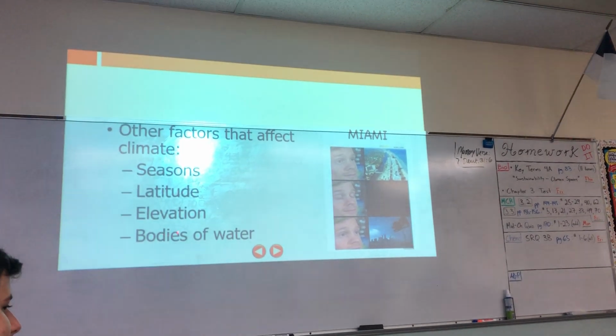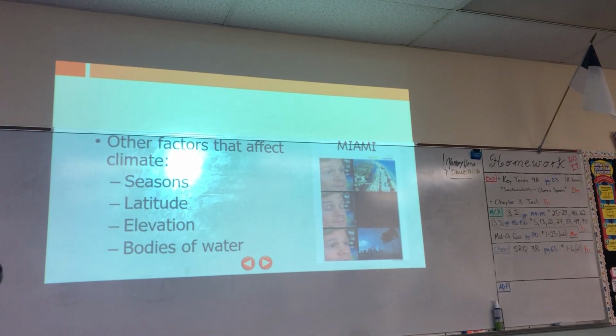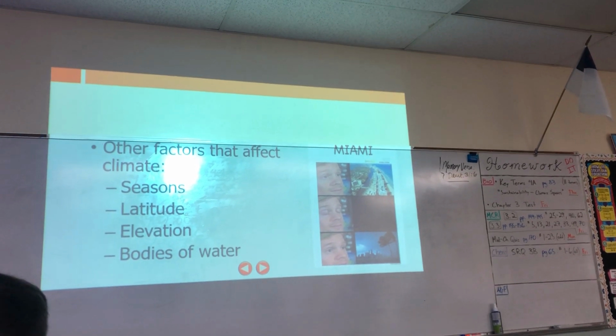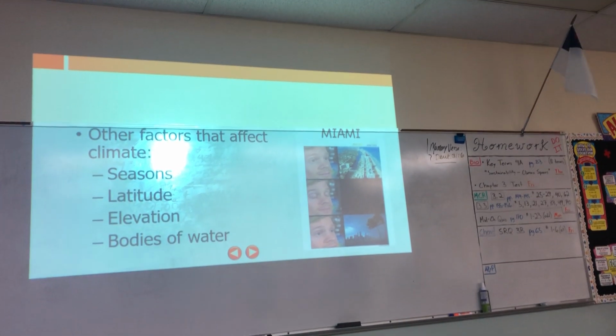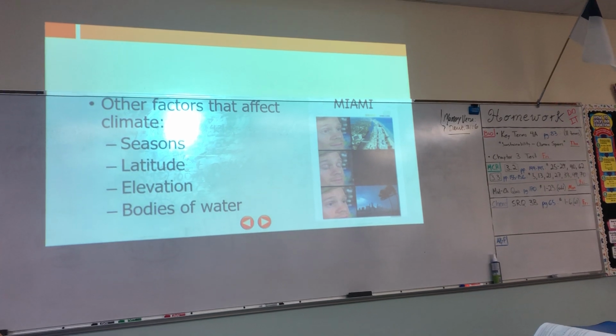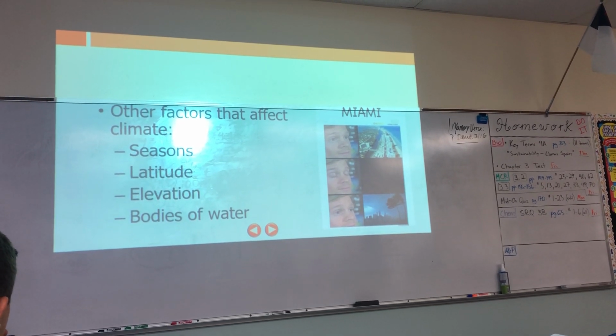You need to know seasons, latitude, elevation. You need to know what each one is, right? Seasons is going to be affected by the tilt of the earth, and it's going to be the different temperatures, different sunlight that you get, and all of that, okay? Latitude is going to be how far you are from the equator. Elevation is how far you are from ocean sea level. And then bodies of water is going to be how close you are to the bodies of water.